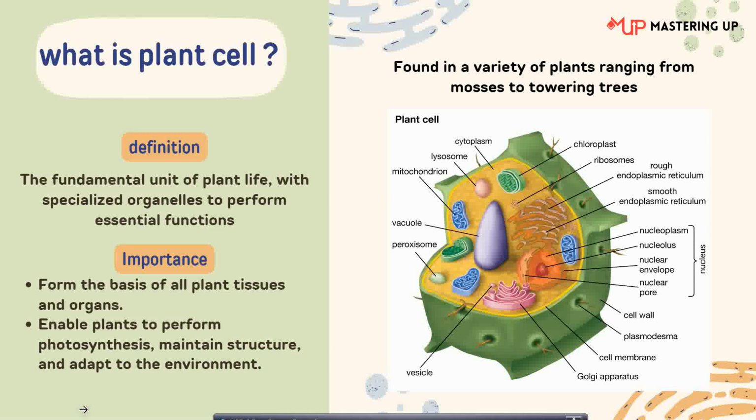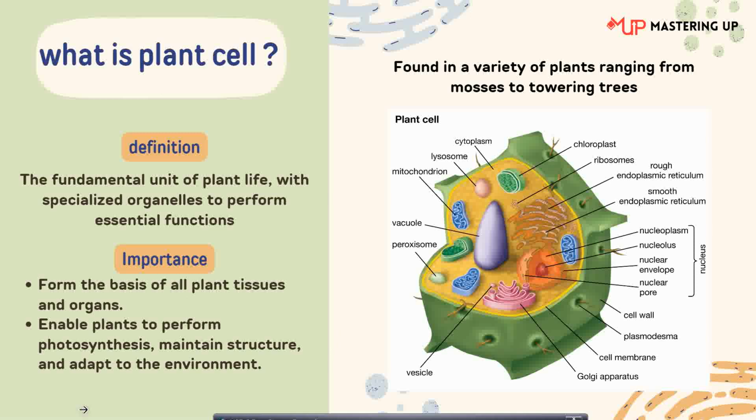It is a fundamental unit of plant life. Basically, a cell is the fundamental unit of all living organisms. And a plant cell is the fundamental unit of plant life with specialized organelles to perform essential functions. Plants have different types of physiological functions happening in them, so they have specialized organelles. You can call them organelles or organelles based on your convenience.